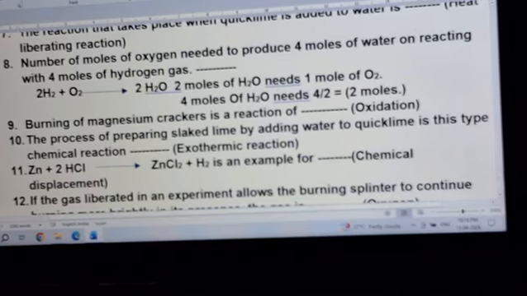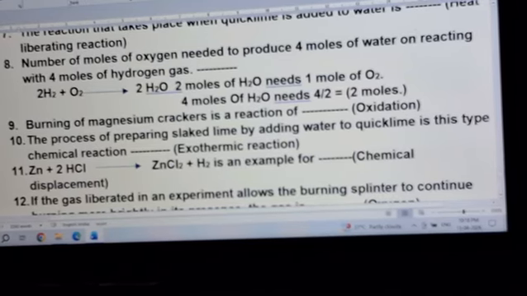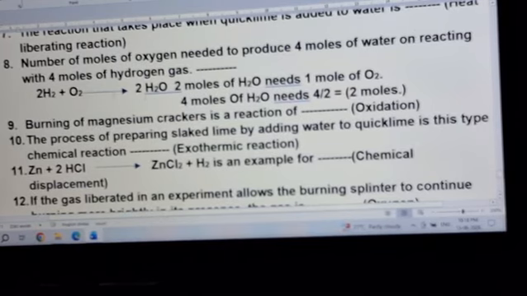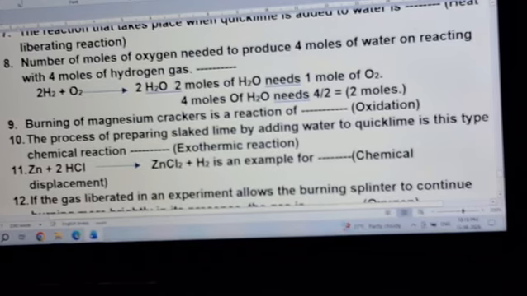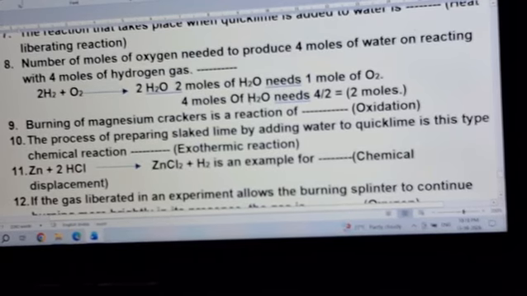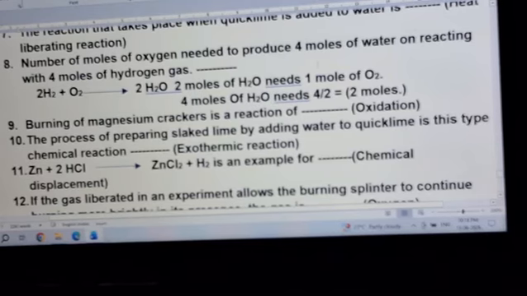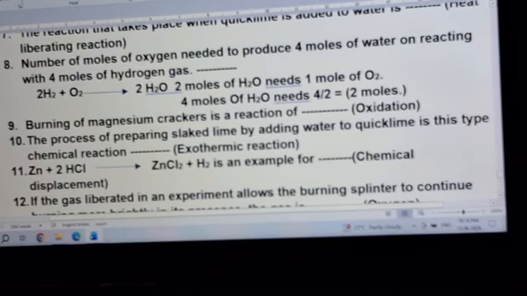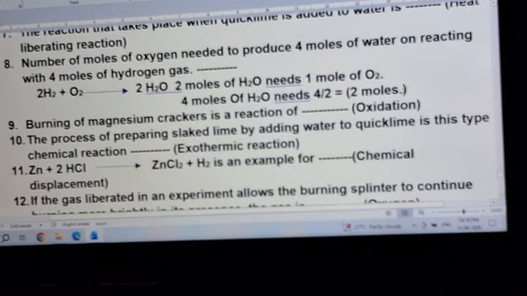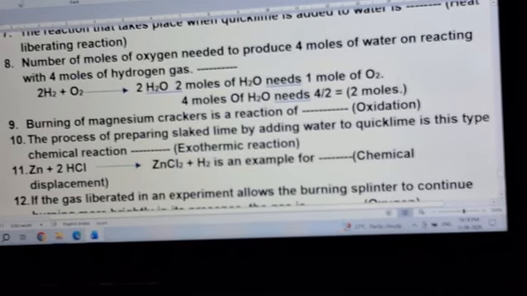So this is the question. The reaction is 2H2 + O2 gives 2H2O. That means what here, children? 2 moles of water, on balancing, are forming. It needs only 1 mole of oxygen. Now, 4 moles of water needs 4 into 1 by 2, that is 2 moles of oxygen. That is the answer, children.